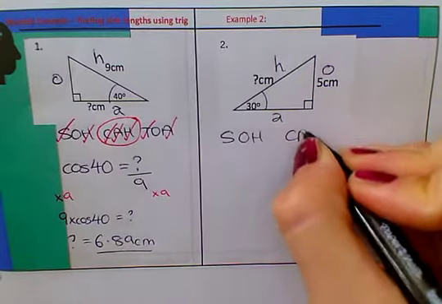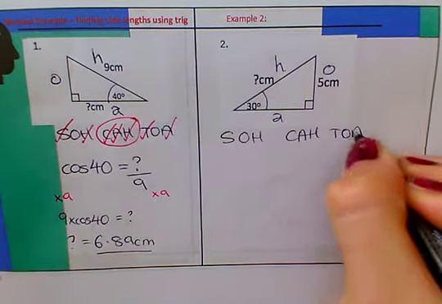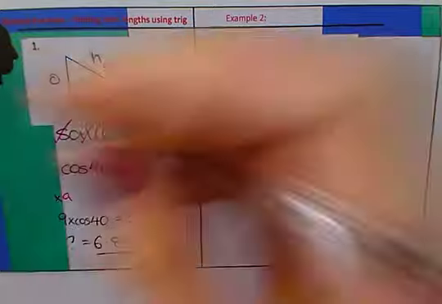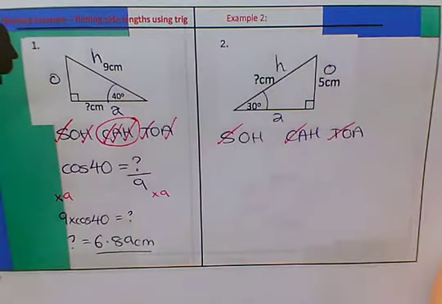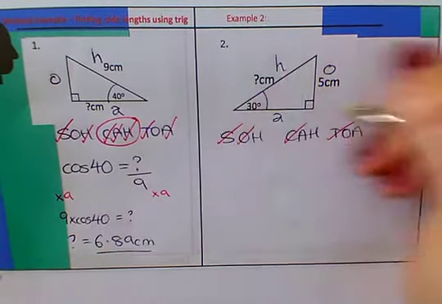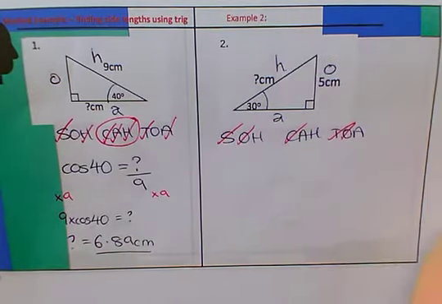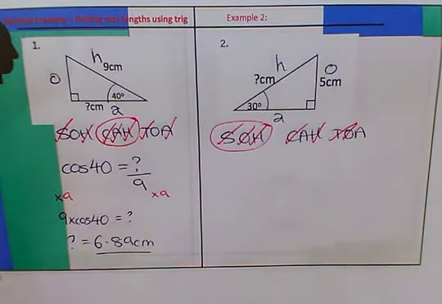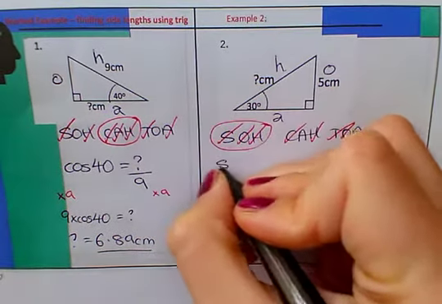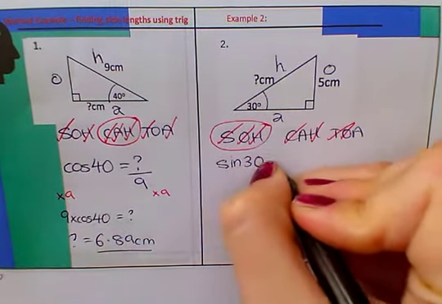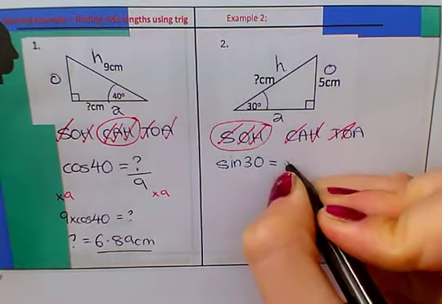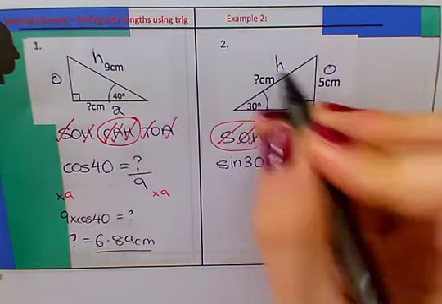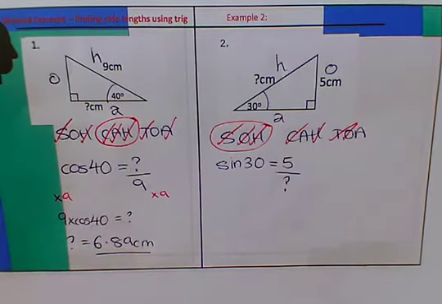So writing out SOHCAHTOA, I know the angle, so I can tick off sine, cos and tan. I know the opposite, so I can tick off O, and I'm looking for the hypotenuse, so I can tick off H. And the only one with all three ticked off is SO, so we're going to be needing to use sine. Now SO stands for sine of the angle, which is sine of 30, is equal to the opposite, which we know is 5, divided by the hypotenuse, which is my question mark.